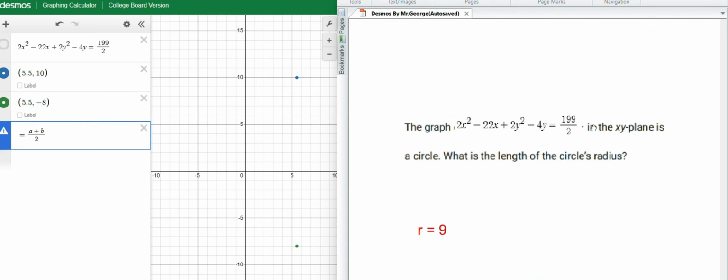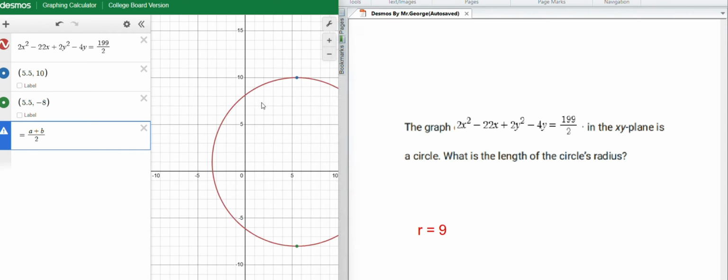Sometimes it gives us an equation like the one we have over here, and this is of course the equation of a circle because we have x squared and y squared, and it's going to ask for the length of the radius. Very simple. We just type in the equation on Desmos like this, and the circle will show up. We take the vertical point up and down in the middle of the circle, and we label it. We call it point A, and the same thing with the point down here, and we call it point B.